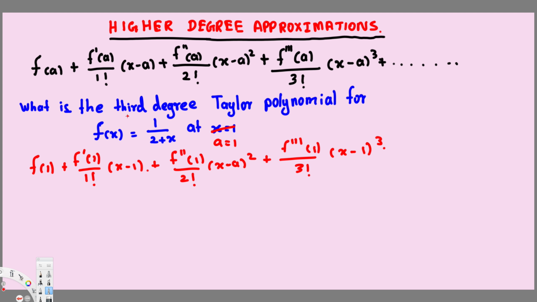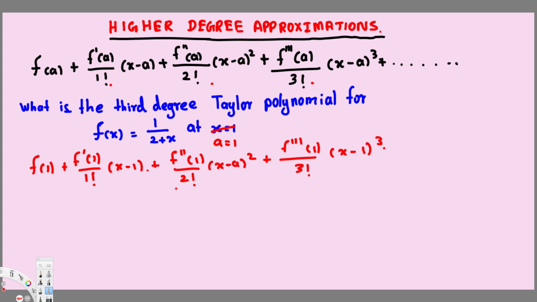Right? Since they are asking for third degree, we only worry about 3 derivatives. We have 1 derivative, 2 derivative, 3 derivative. If they ask for second degree, we only worry about these two, until the second derivative, right? And if it's 4, it goes until the fourth derivative. So it goes like that. Now since they are asking for the third degree Taylor polynomial, we only take up to the third derivative, right?